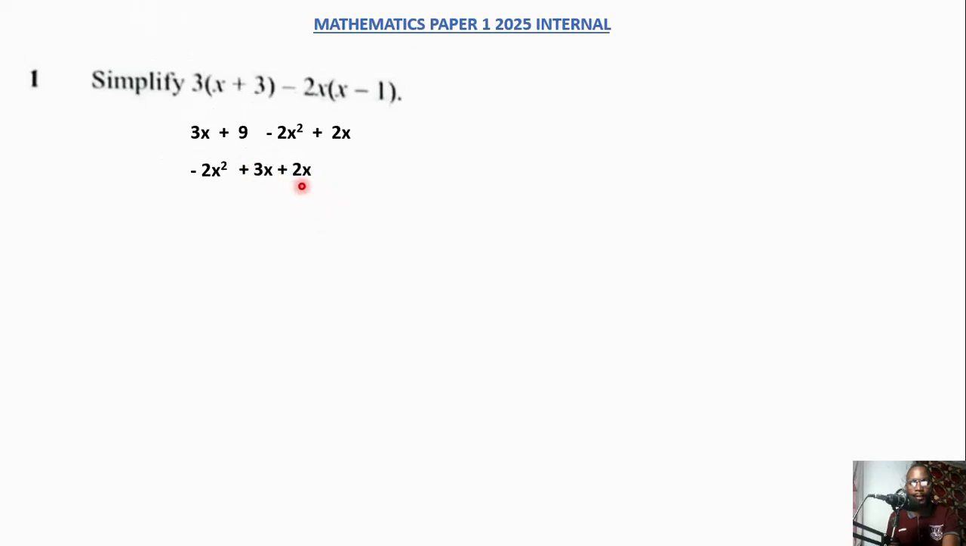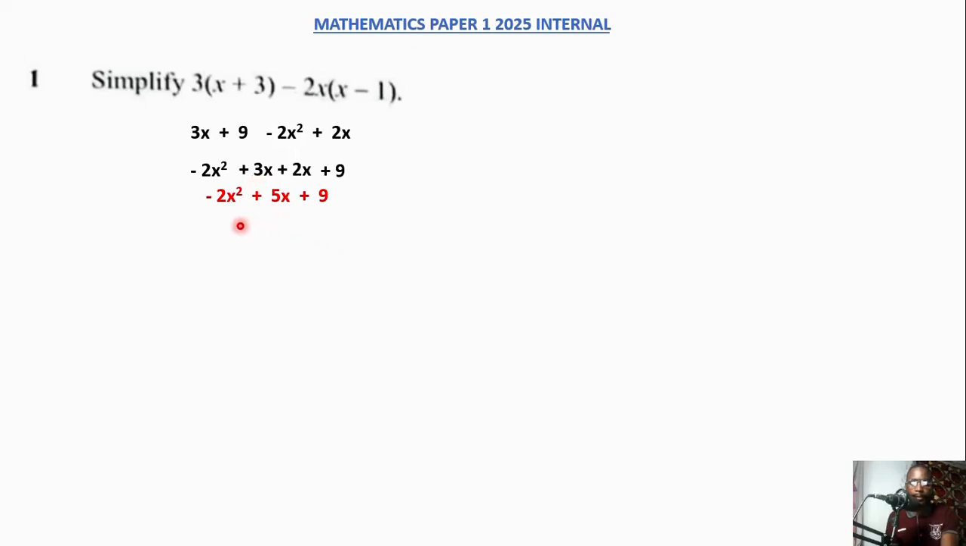We also have these two like terms, as I alluded: 3x and 2x. We group them together, and the positive 9 just comes here alone. We can add them: 3x plus 2x gives 5x. So our final answer is negative 2x squared plus 5x plus 9. From here, there is nothing more we can do, because all these are now unlike terms. This is how simple it is.